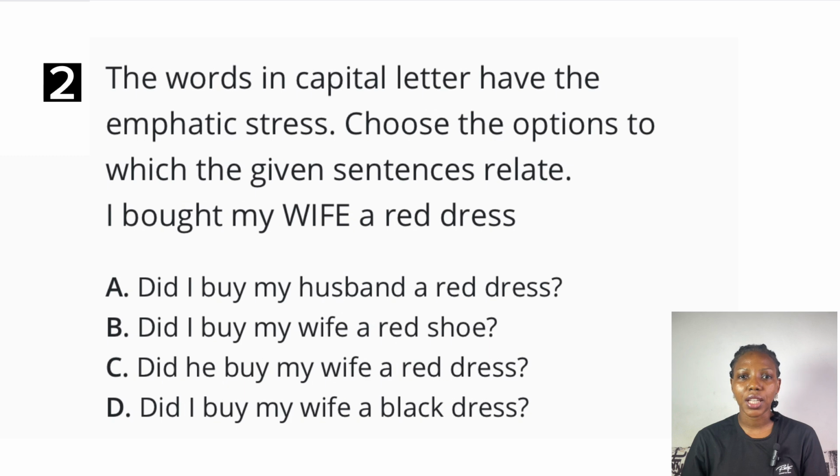Now this question is under the contrastive stress, and contrastive stress is used to highlight the difference between elements in a sentence. Now look at the sentence. The emphasized word is wife, not red, not dress, but wife. So you need to look for a question that does not include the emphasized word so as to show the contrast. Don't forget it is the same element, okay? So the wife there is the object of the sentence, right? So you need to look at the object of each of the options and see the one that is different from what we have in the statement, okay? I bought my wife a red dress. So definitely option A is the correct answer to this question.